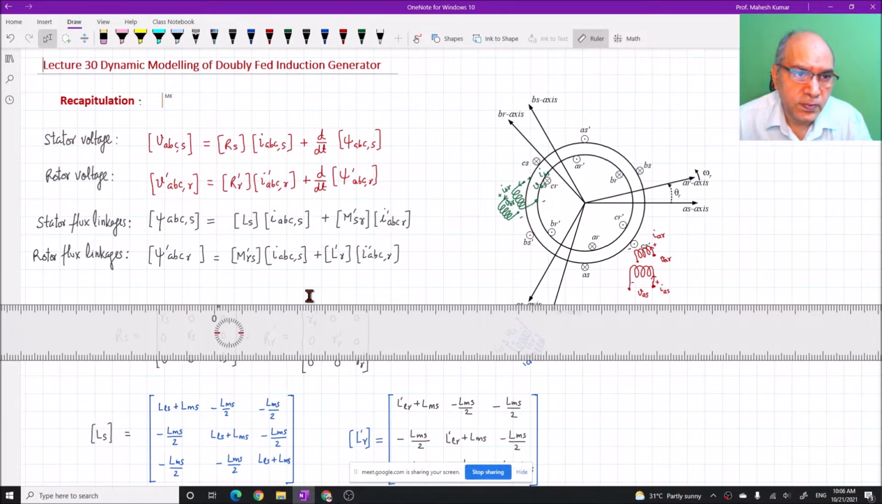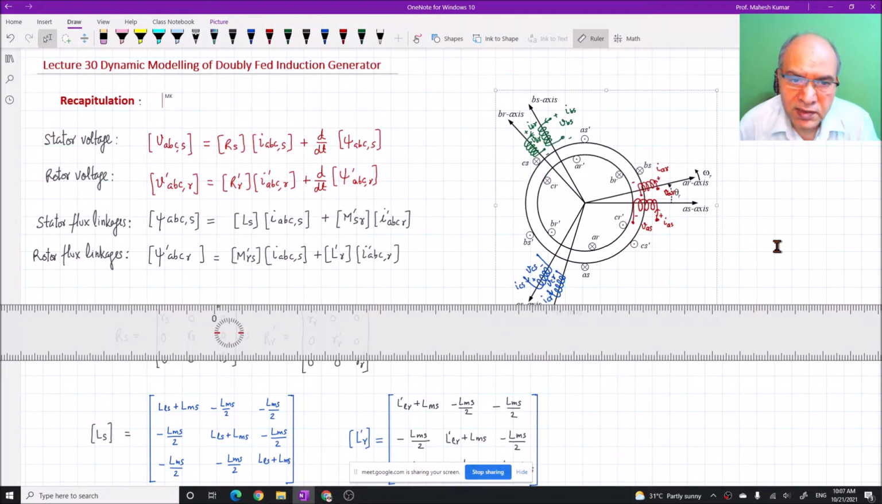Alright, so in this lecture I will talk about the dynamic modeling of doubly fed induction generator in continuation with the previous lecture. So in the previous class we have developed the expression for stator voltage, rotor voltage, and then stator flux linkages and the rotor flux linkages in the form of matrix notation, so that we can express all three-phase voltage quantities in one equation.